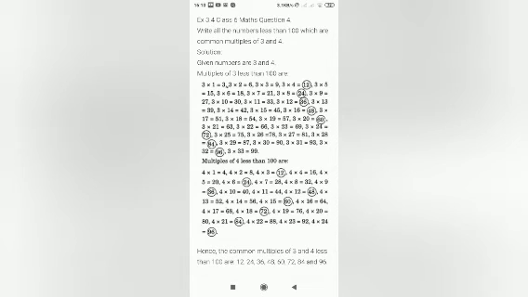तो उसमें से कॉमन कौन से हैं? 12, 24, 36, 48, 60, 72, 84 and 96. So these all are the common multiples of 3 and 4 which are less than 100.